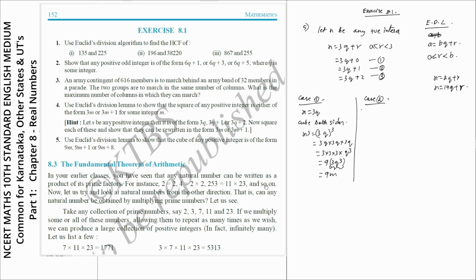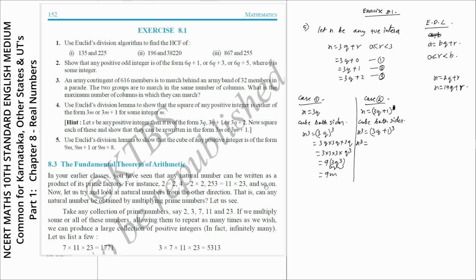So here x is equal to 3q plus 1. Now I'll cube both sides. So when I cube both sides, what will I get? Sorry, this is x is equal to 3q plus 1. Now if I cube both sides, I'll get x cube is equal to (3q plus 1) the whole cube. Now expand (3q plus 1) the whole cube using the formula.